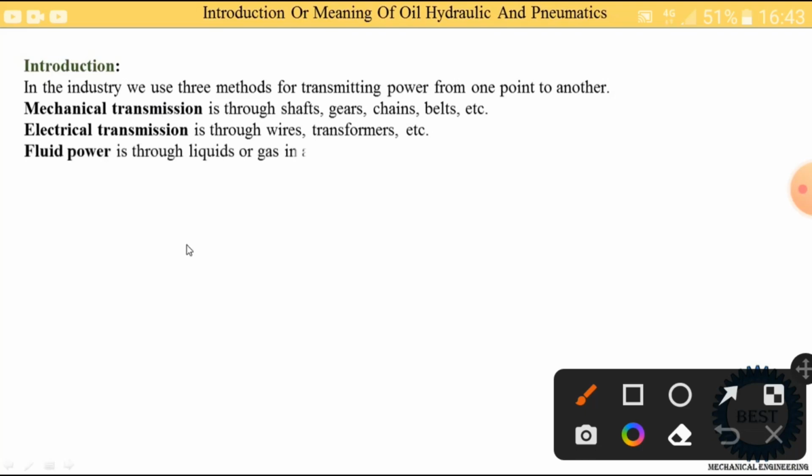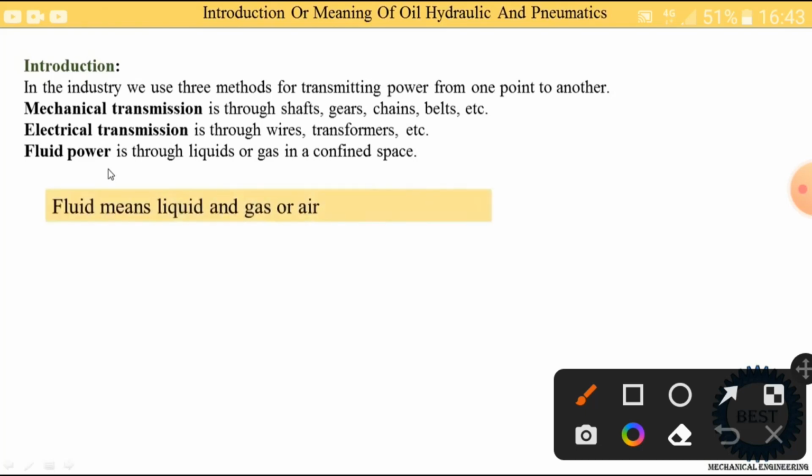And the third one is fluid power. In fluid power, the power is transmitted through liquid or a gas in a confined space. Generally, people think fluid means liquid, but fluid does not mean only liquid, it means liquid and gas, or also air.